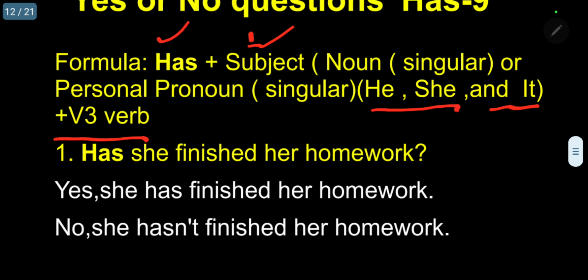First question, has she finished her homework? Has she finished her homework?